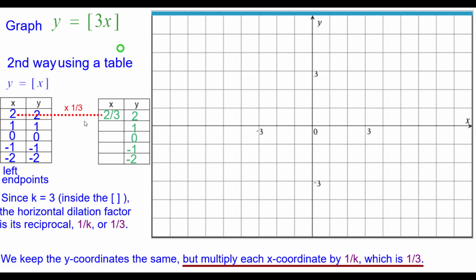So 2 times a third is 2/3. So 2/3, 2 will be our left endpoint. And remember, our step is going to be only a third of a unit wide. 1 times a third is 1/3. The left endpoint is at 1/3, 1. 0 times a third is 0. So at the origin is another step whose width is 1/3. -1 times 1/3 is -1/3, -1, and -2/3, -2.